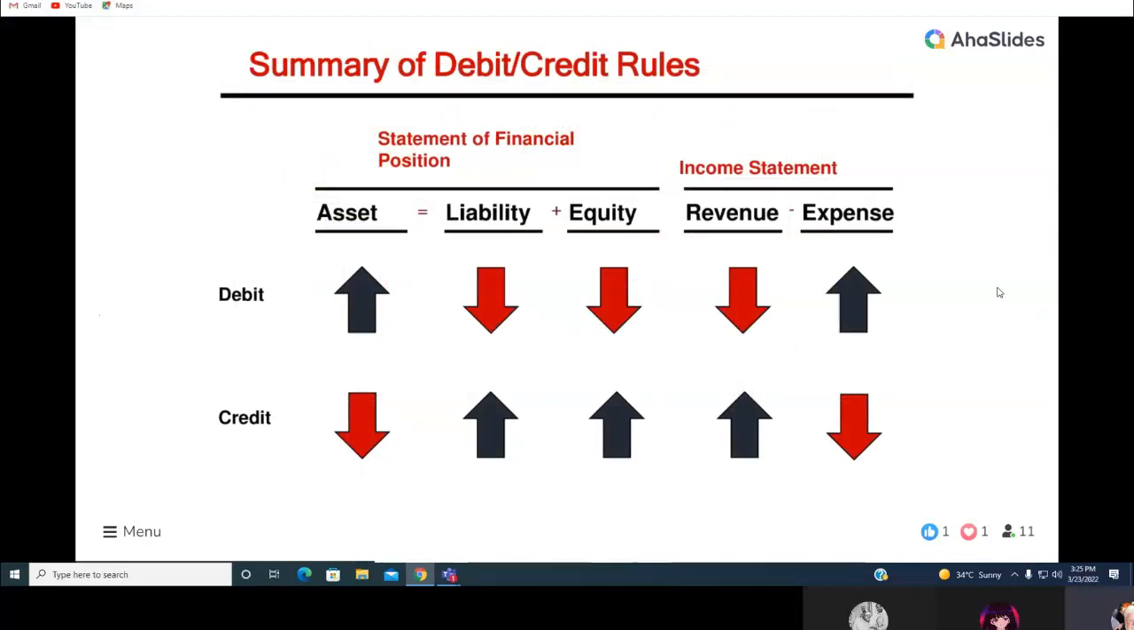Again, visually, assets increase with a debit, decrease with a credit. Liabilities increase with a credit, decrease with a debit. Equity increases with a credit, decreases with a debit. You can remember that because assets, notice, is on the left-hand side of that equal sign. All the other, the liability and equity accounts are on the right-hand side. And that's all you have to do to remember.